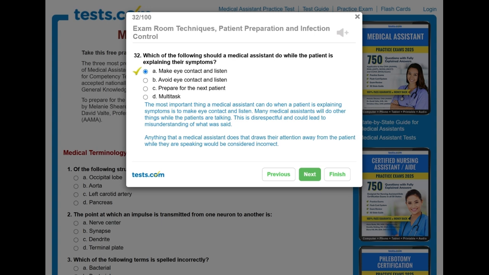The most important thing a medical assistant can do when a patient is explaining symptoms is to make eye contact and listen. Many medical assistants will do other things while the patients are talking. This is disrespectful and could lead to misunderstanding of what was said. Anything that a medical assistant does that draws their attention away from the patient while they are speaking would be considered incorrect.